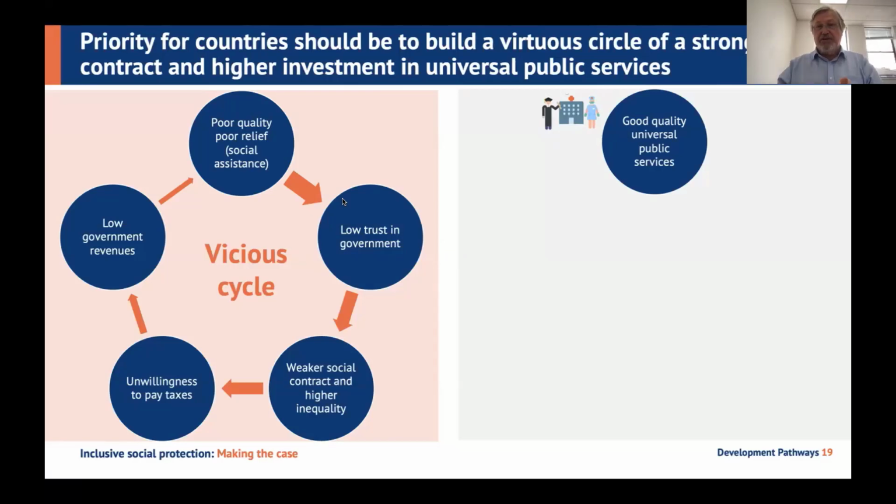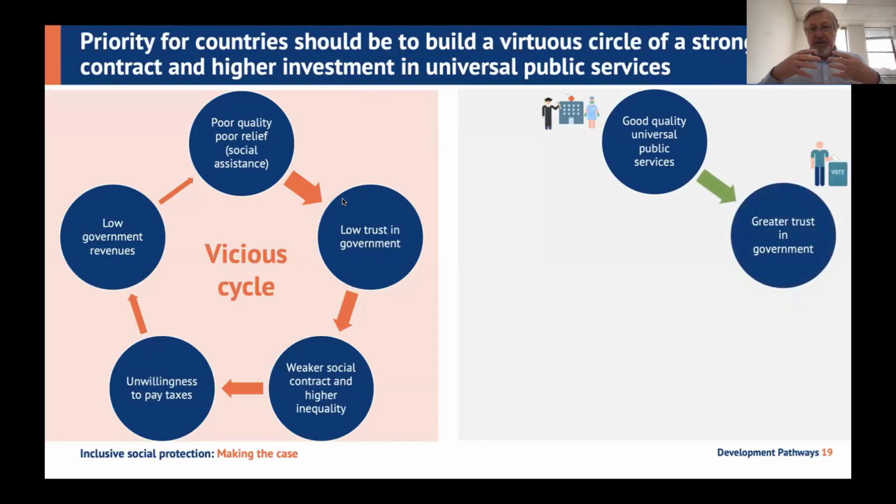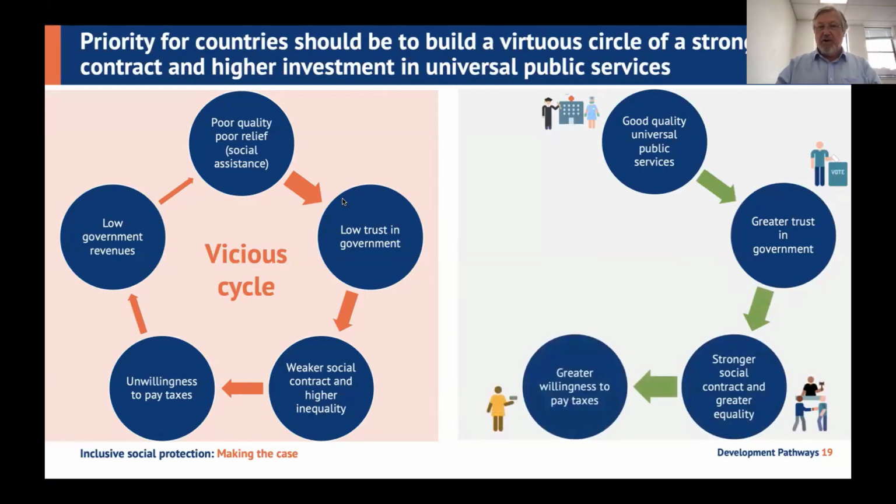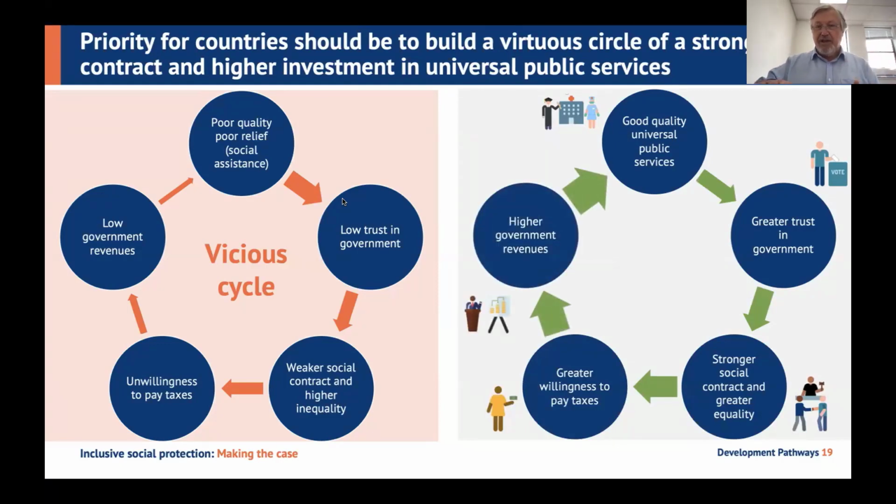And the shift that countries need to make is to start putting in place more good quality universal public services to build greater trust in government, because that's how we build it, through simple universal services. We'll build then a stronger social contract and greater equality, a greater willingness to pay taxes, higher government revenues, and then we create a virtuous circle where we can invest more in universal systems, not just in social security, health, education, etc.